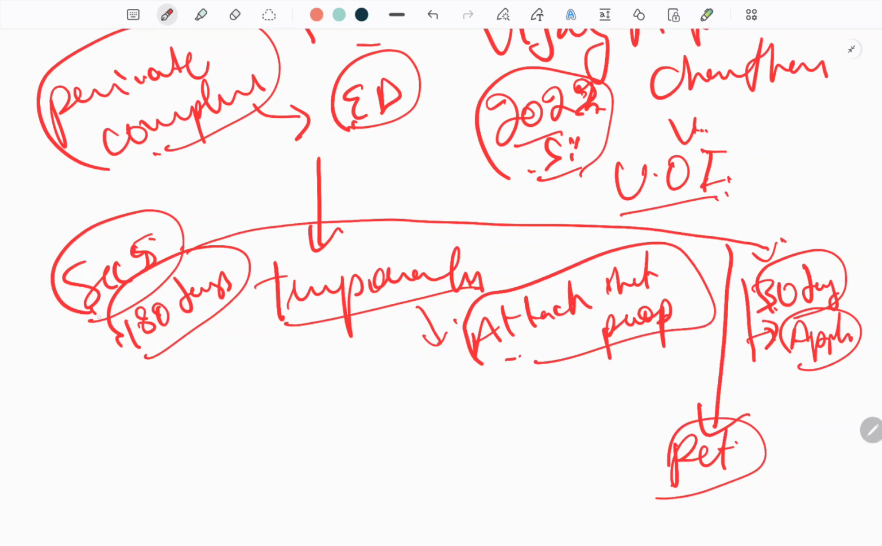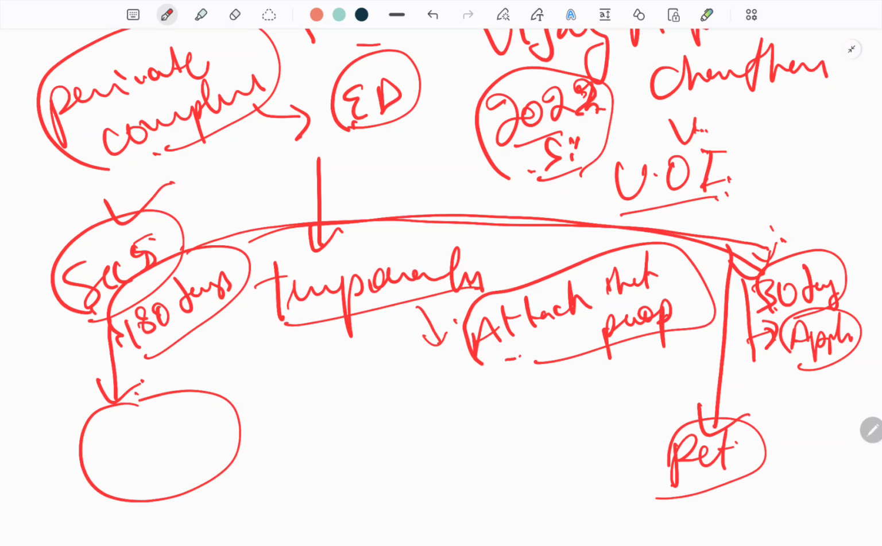And whenever he has attached that property under section 5, he has to immediately inform the adjudicating authority that we have attached that property. And within 30 days, they have also filed a retention application, saying we have already informed you about this attachment, now this attachment has to be retained further.